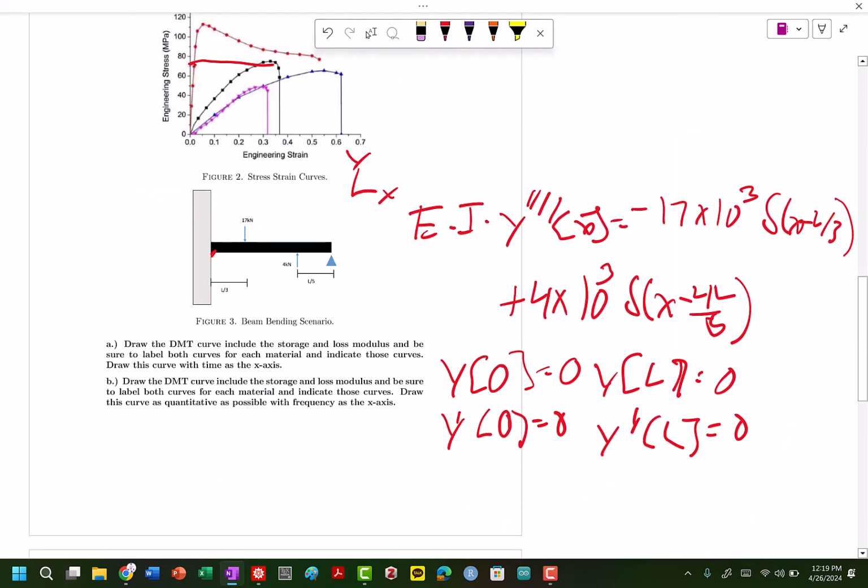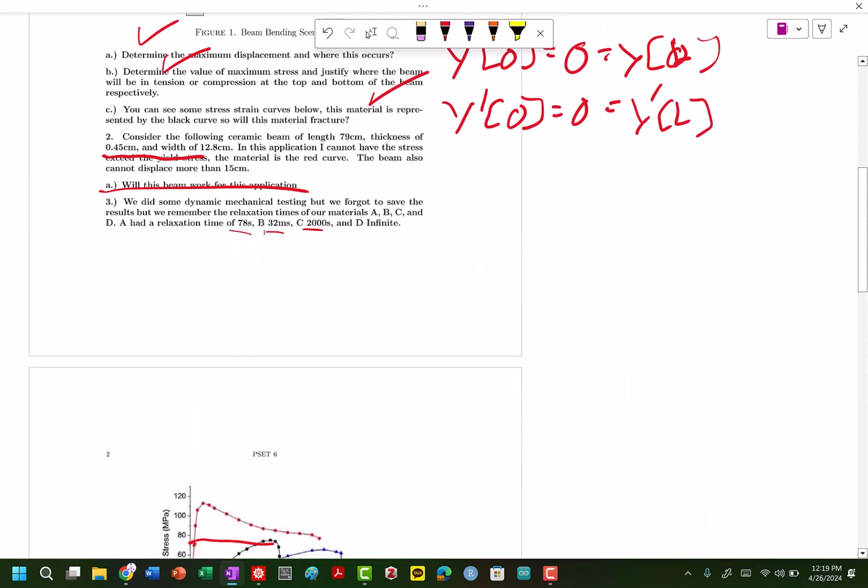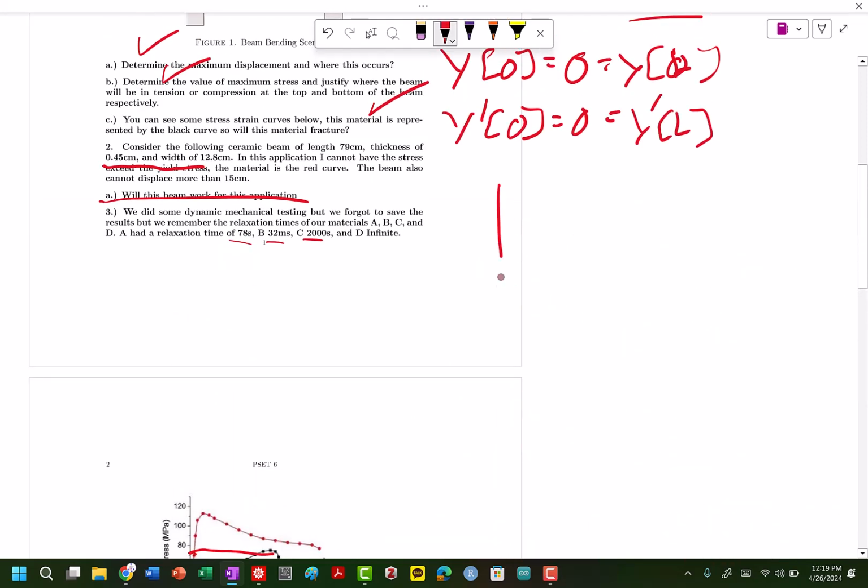Draw the curves, storage and loss modulus. The curves for each material indicate those curves with time as the x-axis. So let's go ahead and label. I'm going to use this solid line for storage, so G prime, and the dashed line is going to be my G double prime. We need time on this axis.